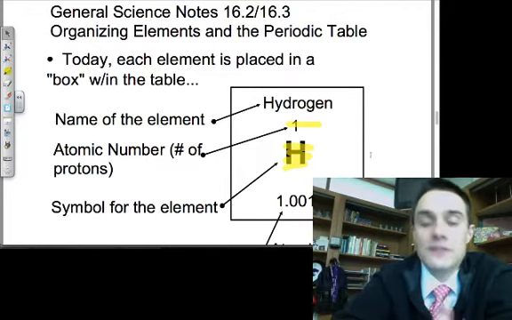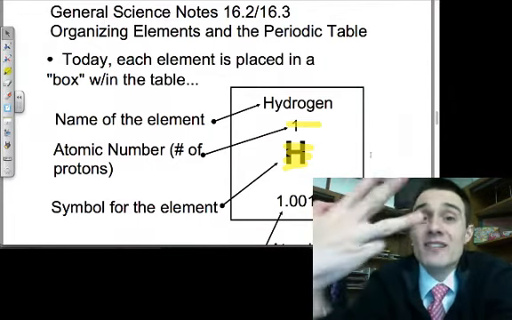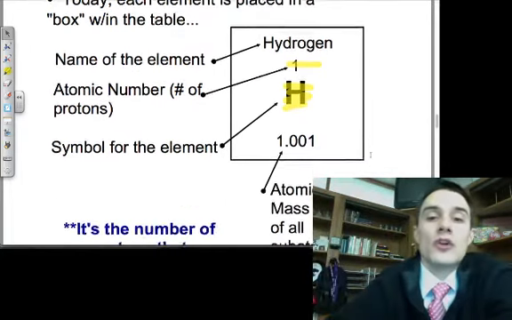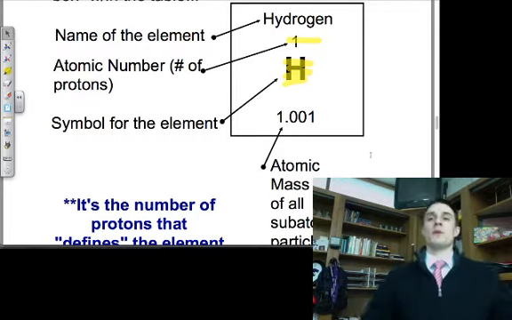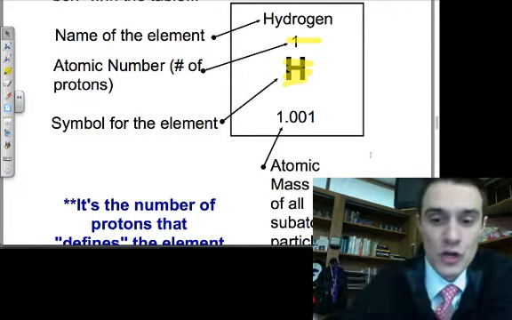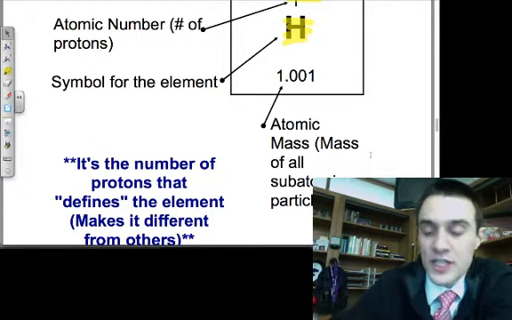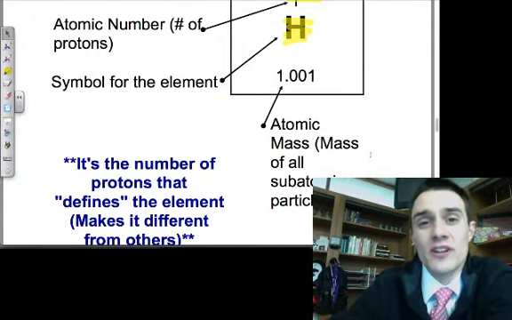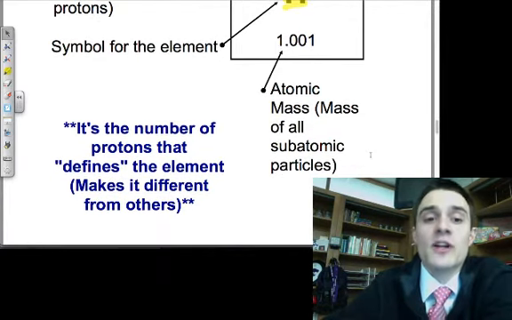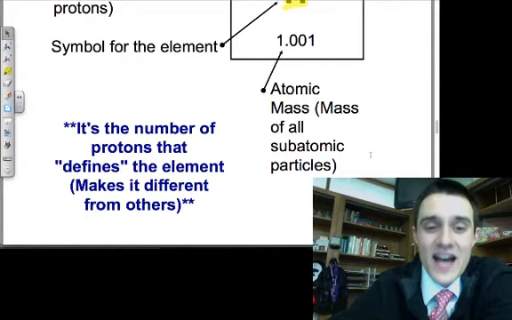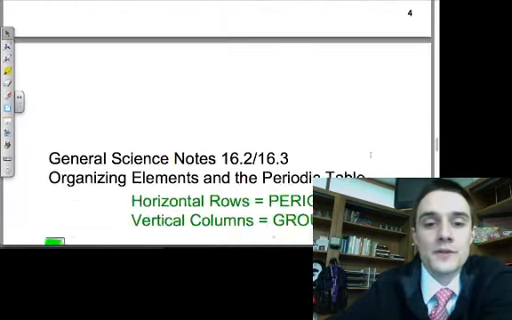Each box usually has the name of the element, the atomic symbol of the element, the atomic mass of the element, and also the atomic number. And the atomic number tells us how many protons it has. And if you know how many protons it has, then you know how many electrons it has. The atomic mass is the mass of all subatomic particles, which typically ends up being just neutrons and protons because electrons are so small. It's the number of protons, again, can't say it enough, that defines or makes that element that element. It's what makes it different from others.